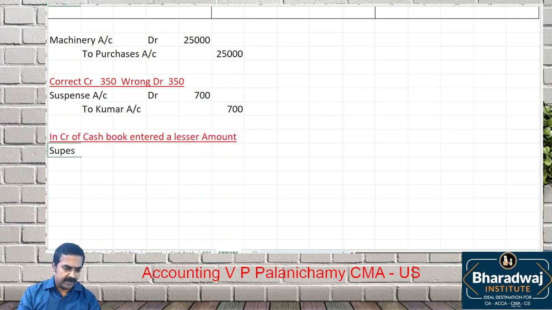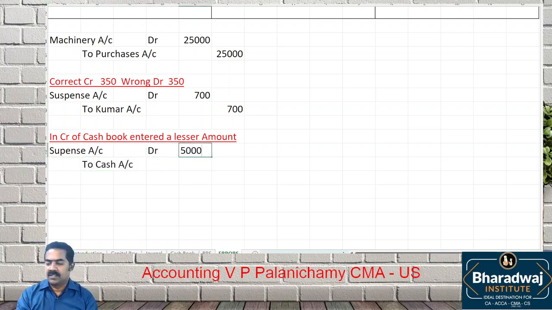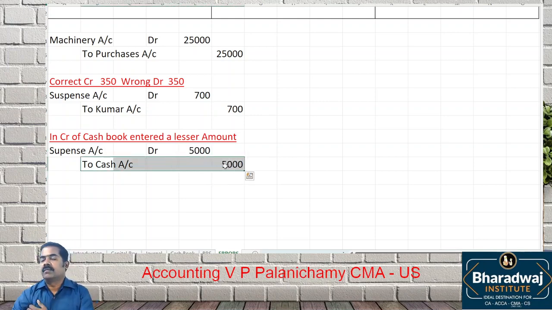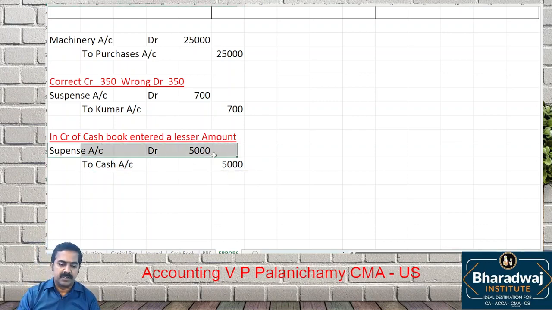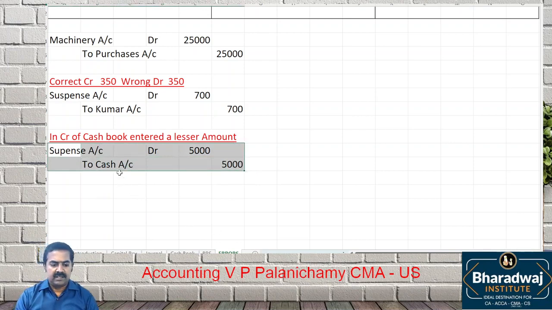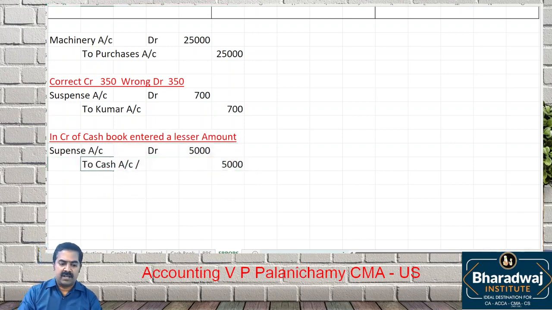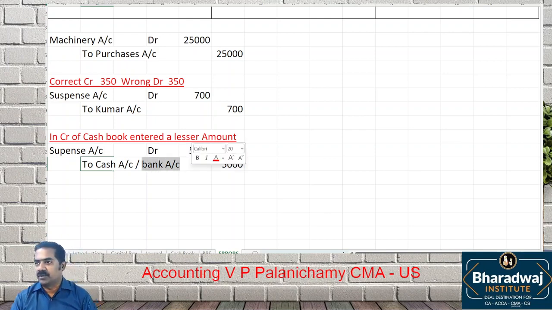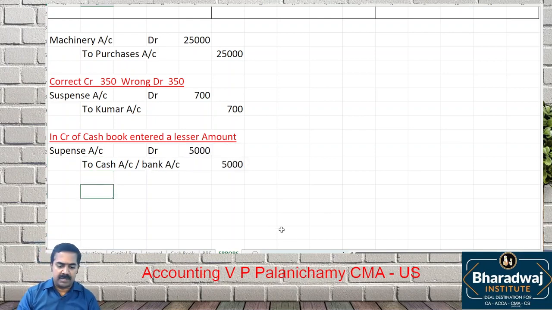Suspense account debit. To which account? Cash account. How much? 5,000. The mistake is only in which account? Cash account. Which side? Withdrawal side means credit side. We entered less on the credit side, so credit further. Then, suppose they tell that it is a bank column, you can put to bank account also. If it is a bank column, you can put which account? Bank account. You can write to cash account or bank account, anything is okay.